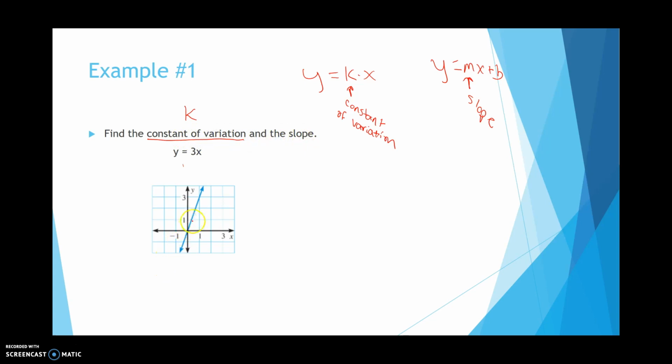Well, if we look at this graph right here, if we look at our rise over run, if we rise here from the origin 0, 0, we go 1, 2, 3 over 1. Our slope is going to be 3, which means our constant of variation, k, equals 3. So my answer for finding the constant of variation and the slope: my constant of variation is 3, and my slope is 3. So slope and k are the same value.